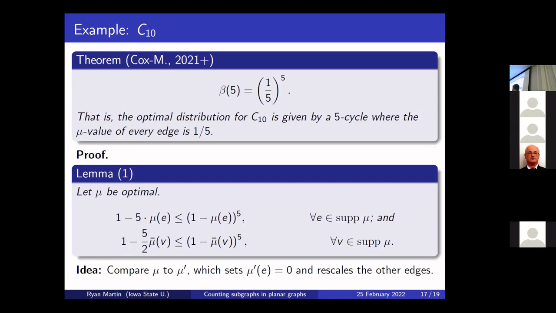Now, as I said, compare mu to mu prime, which is the same sort of thing, which sets mu prime equal to 0 and rescales the other edges. So if you have some configuration, find one of them that's positive, any one of them, delete it, and then rescale. Compare it to what you had before, and it turns out that that's not better. That can't be better.